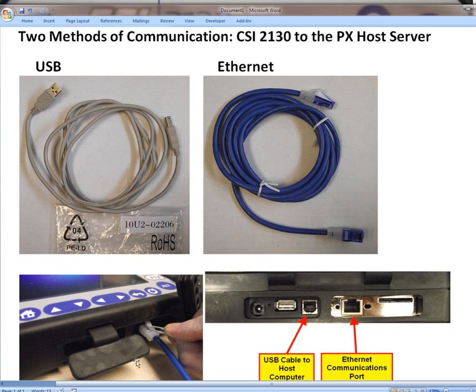You just simply take the Ethernet cable, plug it into the bottom of your CSI 2130, and connect the other end into an Ethernet wall jack inside the Praxair network, or a vibration switch somewhere inside the vibration network. As soon as you do that, the CSI 2130 and your host server are connected, and you're ready to load routes and dump data.